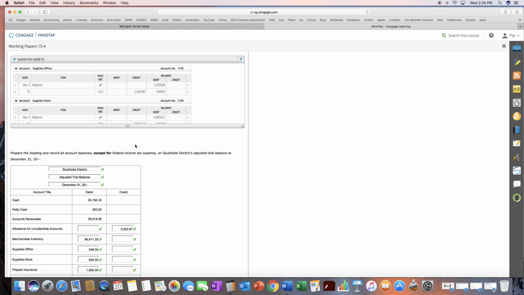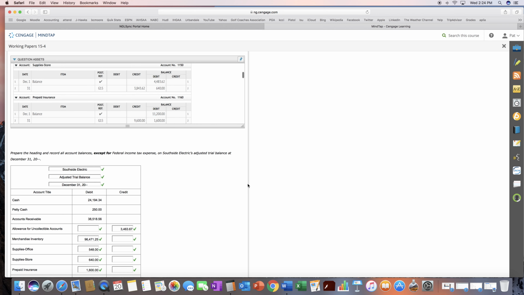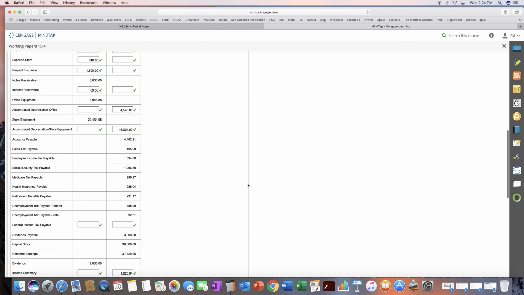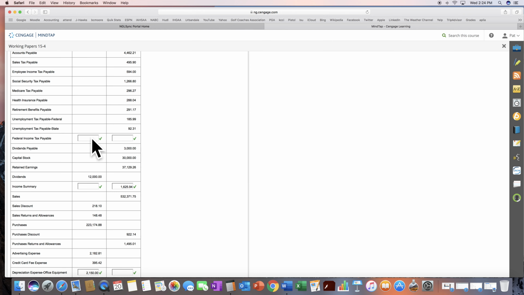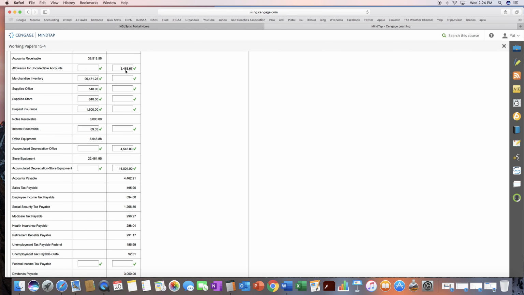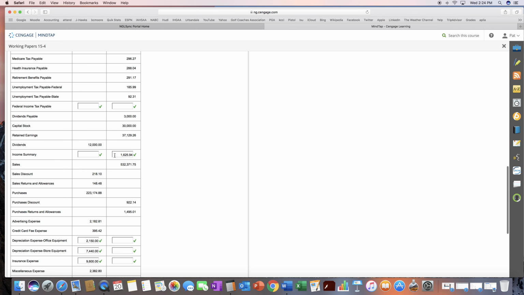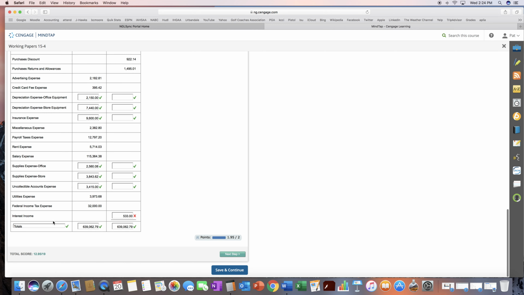Supplies office 548, supplies store 640, prepaid insurance, and so on. I'm not going to go through every one of those, but I want to show you a couple things. We have yet to figure out federal income tax, so that's why we leave that blank. Make sure you double check that you're doing the credits and debits and that sort of thing. But we're leaving federal income tax blank, going all the way down.